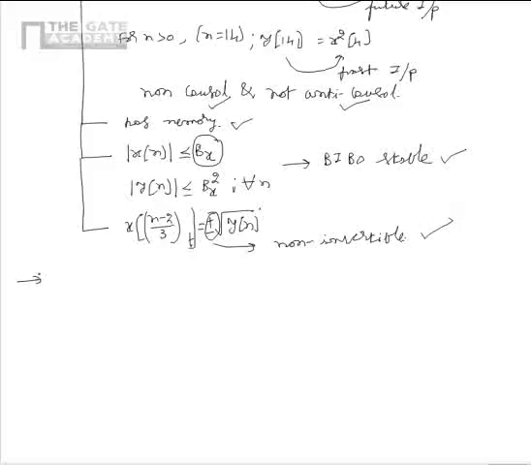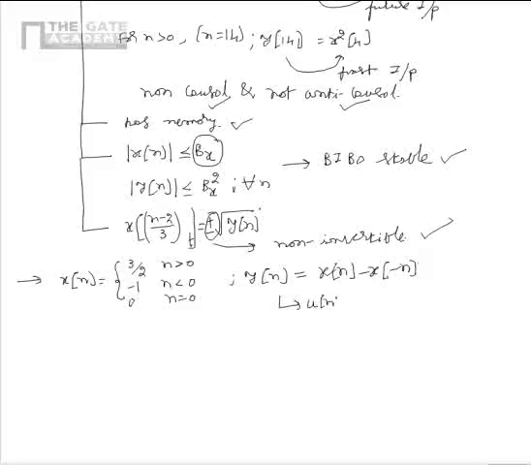Now, let us consider another problem in which a discrete time signal is given as x of n equal to 3 by 2 for n greater than 0, minus 1 for n less than 0, and 0 for n equal to 0. It is also given that a derived version of x of n is y of n equal to x of n minus x of minus n. We have to find y of n in terms of unit step function u of n and impulse function delta of n.